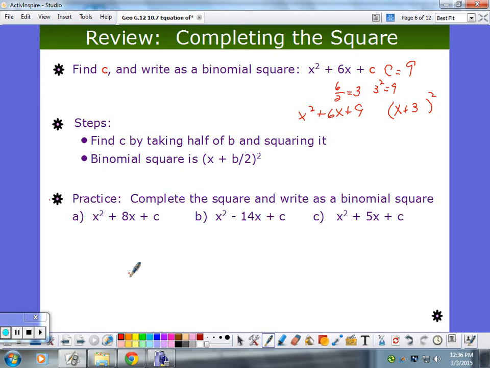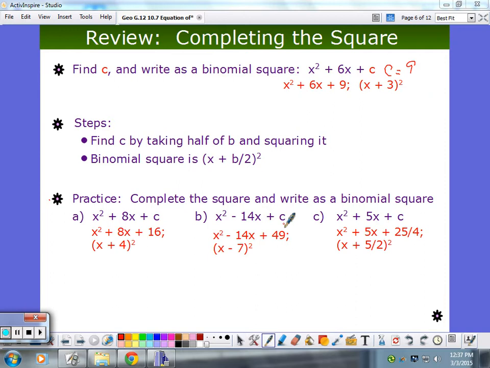So a little practice here. Go ahead and practice that. Just do them. See how fast. I want the c, what makes it a perfect square trinomial, and I want the actual binomial square. I want both things. Third one might be slightly trickier. It's a little harder when b isn't an even number, but just follow the same rules. Put up what I got.